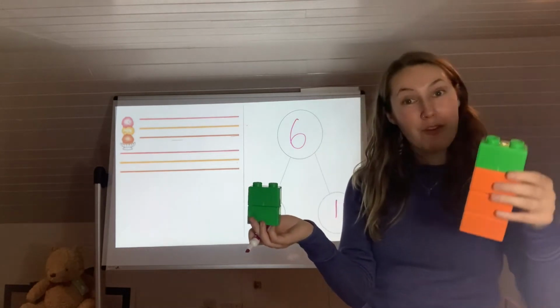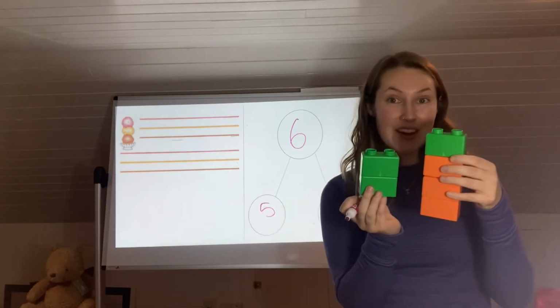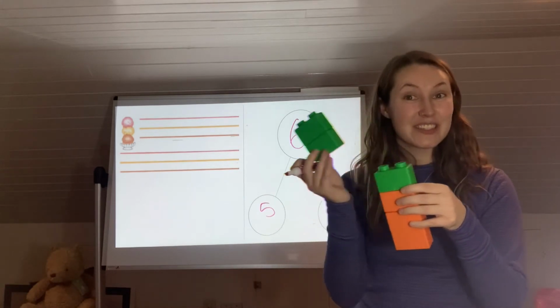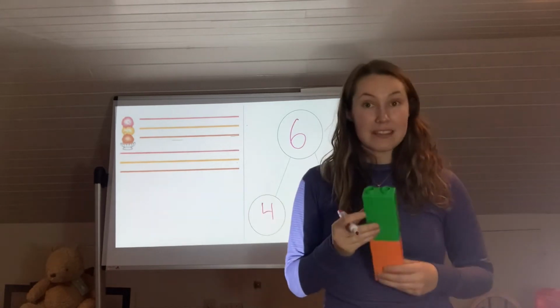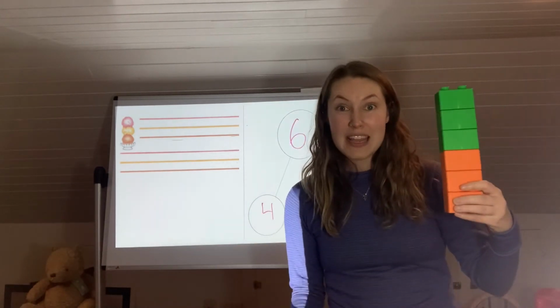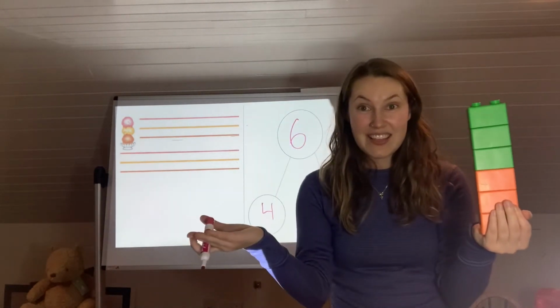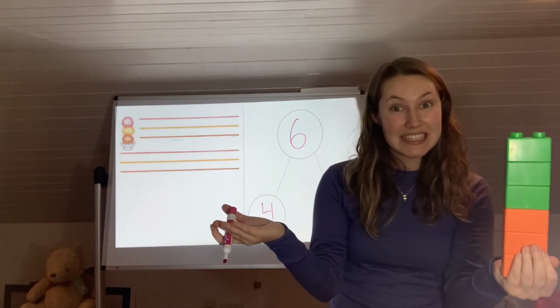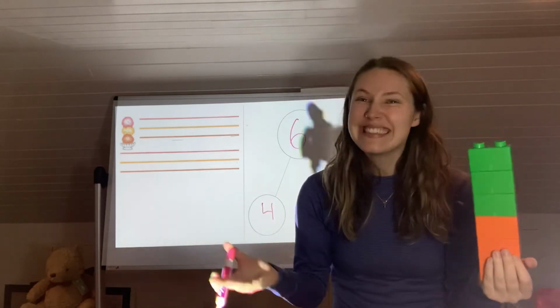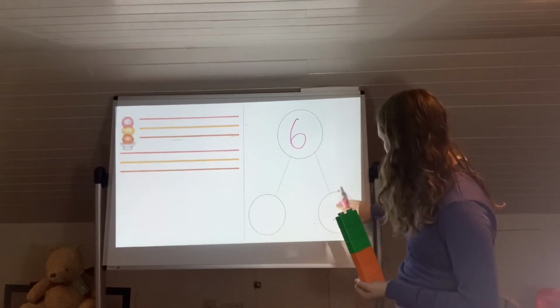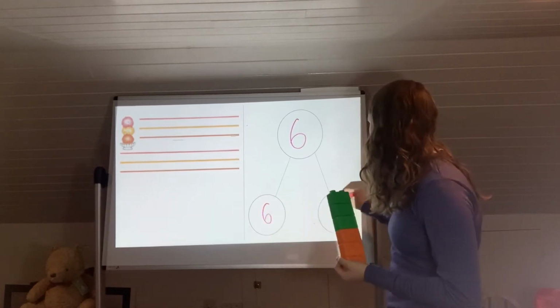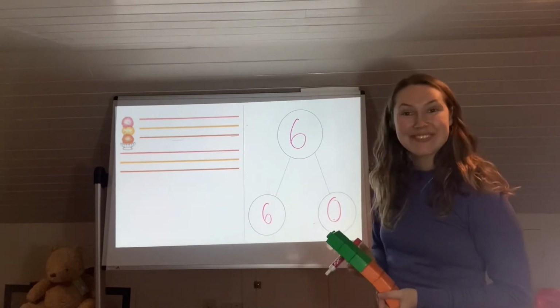So I have 4 and 2, and all together I have 6. So 4 and 2 is another way that I can make 6. Now what if I carry all of them in this hand and none in this hand? I have 6 and 0. So that's another way we could make 6. 6 and 0. Great job.